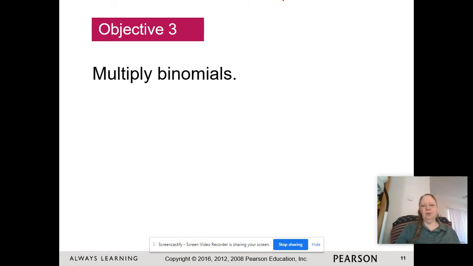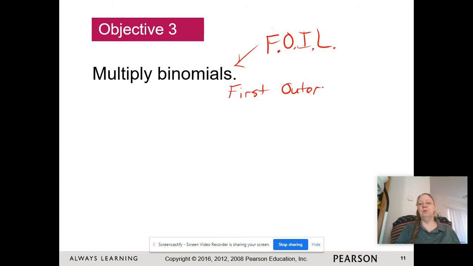Some of you may have heard of the FOIL method. I tend not to teach it because it's only specific to multiplying binomials, and students tend to forget what the F, the O, the I, and the L stand for. And I think that's kind of a teacher's responsibility to make sure that you understand that this is just abbreviations to help you remember. It's actually first, outer, inner, last.